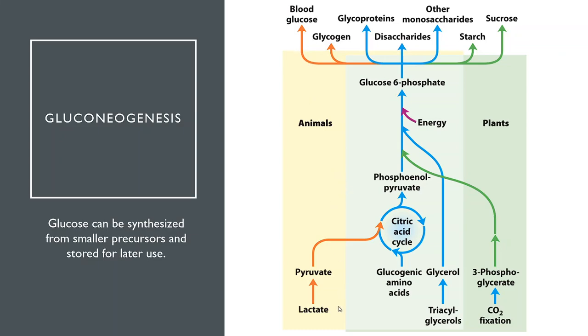And then the other way that animal cells can make glucose is by taking lactate, converting it back into pyruvate, and then again, through a reverse of the glycolysis process, converting it back into glucose 6-phosphate. We don't need to worry about all the individual steps of those. I just wanted you to see kind of an overview of how this happens.